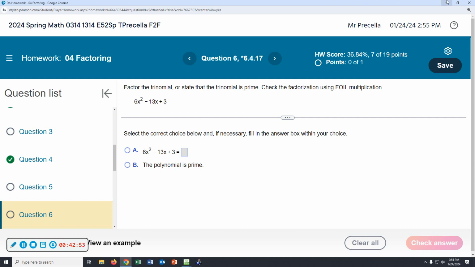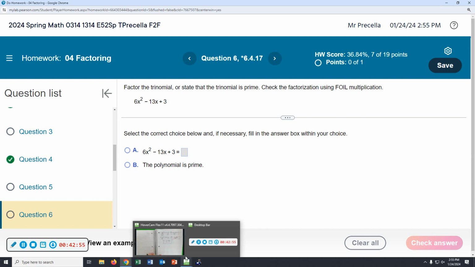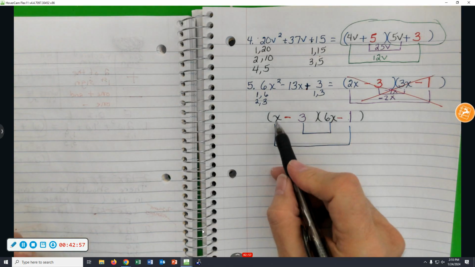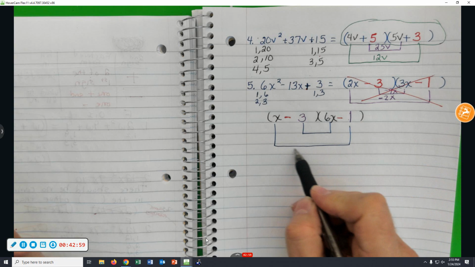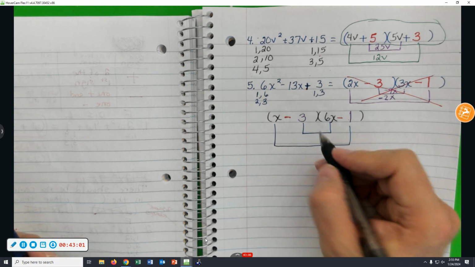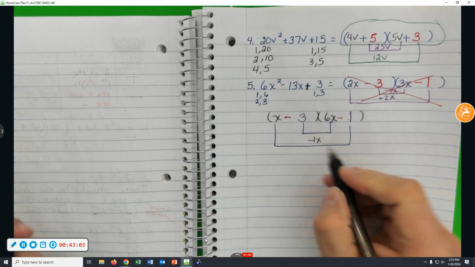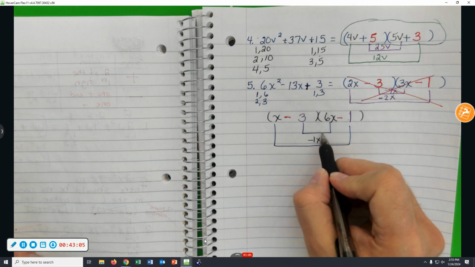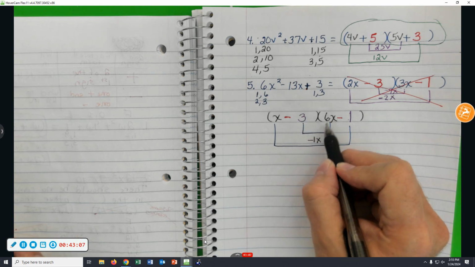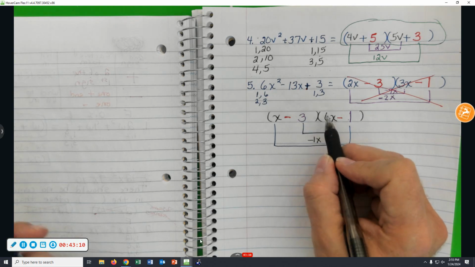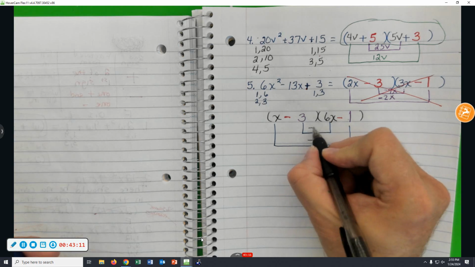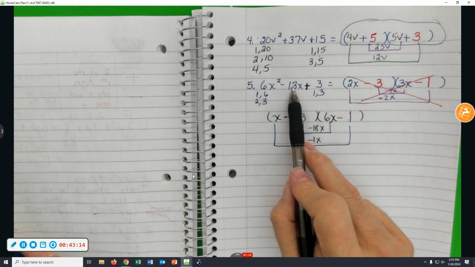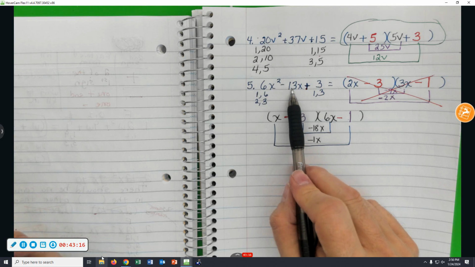No, that's it. What's going to happen here? Are we going to get back that minus 13x? We'd have a minus, the outer, is that a minus 1x? And the inner product, is that a negative 18x? Do those add together to give me negative 13? No.